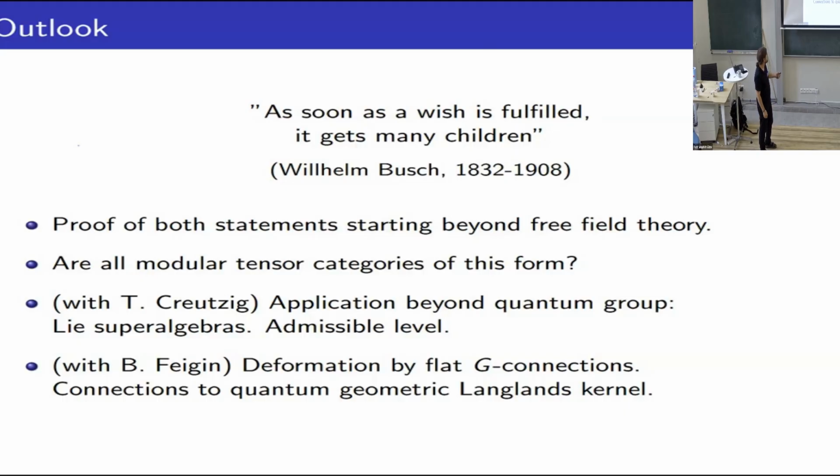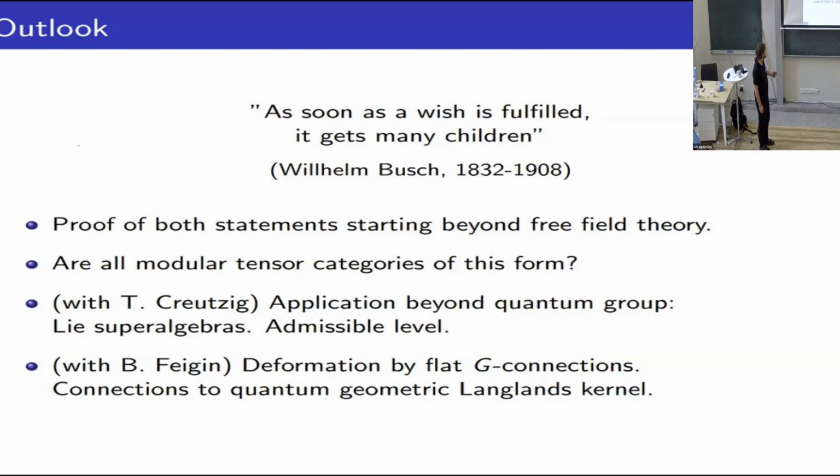And then we work on cases beyond the quantum group. So for example, with Thomas Creuzig at the moment, we work on the super algebras and on Lie algebras at admissible level. So for example, SL2 at certain admissible level looks like a certain quantum group at SL2/1 with some semi-simplification going on. So these all you can prove in a similar way using these reconstruction results.